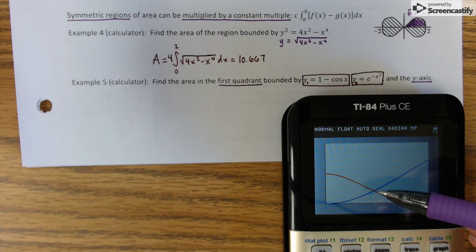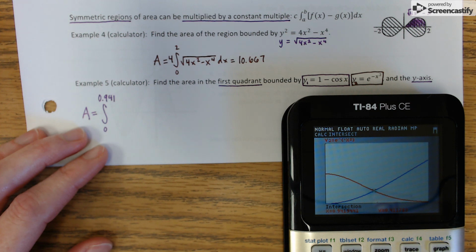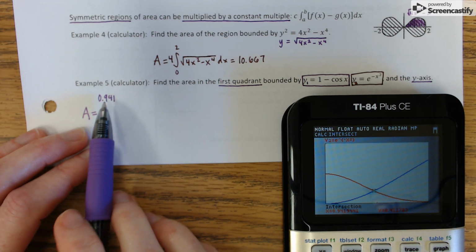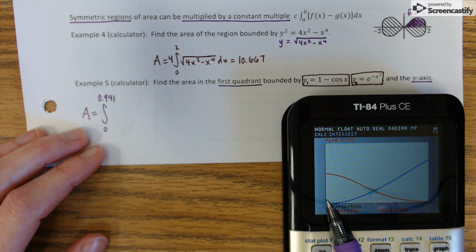So our next job is to find this intersection, which will give us one of our limits on our integral. So using my second trace intersect, I came up with an x value of 0.941. So that will be my upper limit on my integral, and I know that the area starts in the first quadrant at 0.